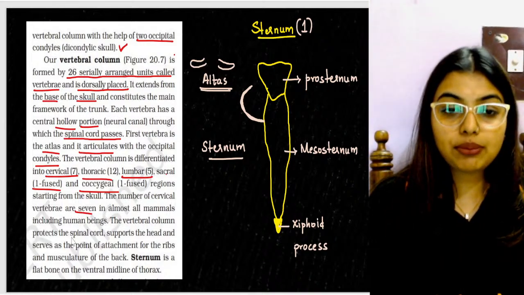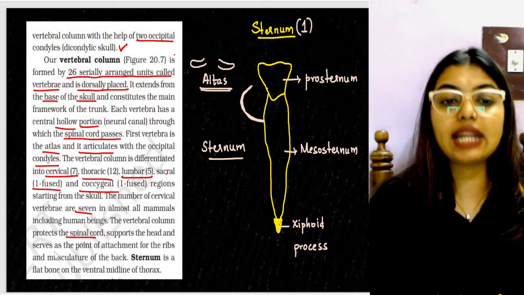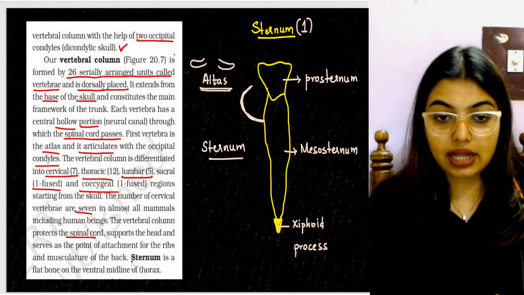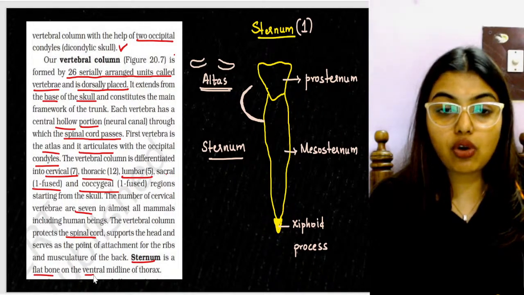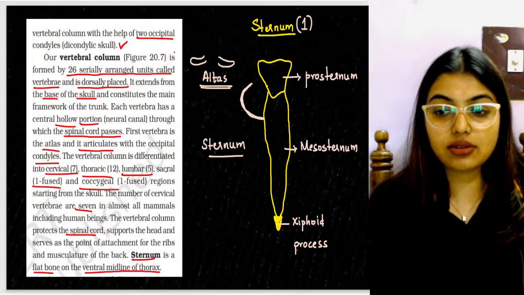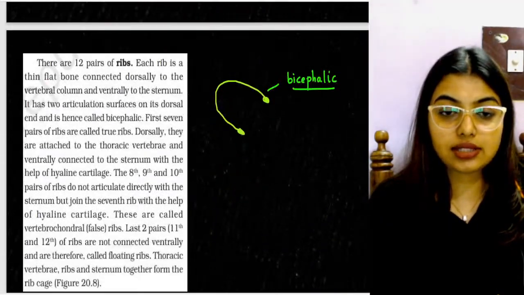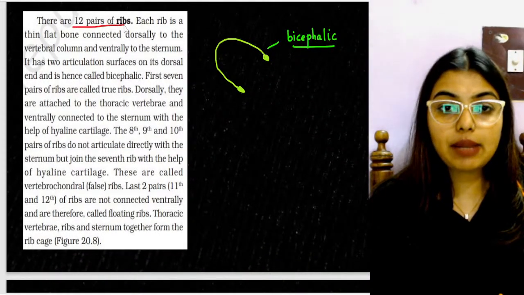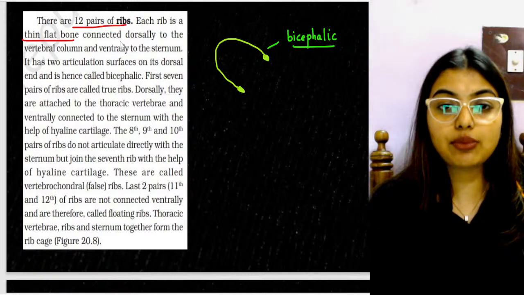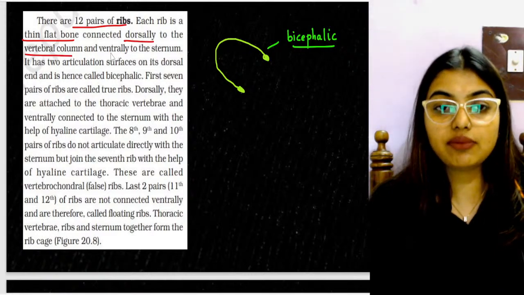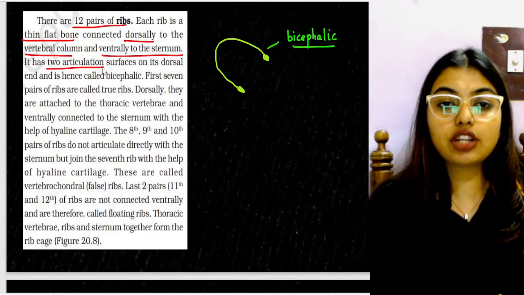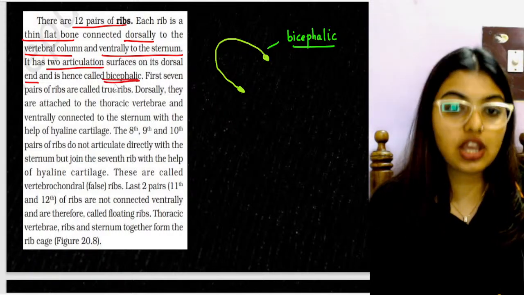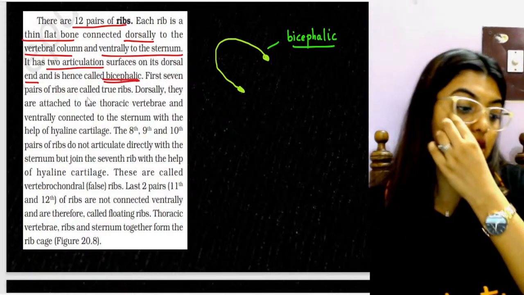The vertebral column protects the spinal cord, supports the head, and serves as a point of attachment for ribs and musculature of the back. Sternum is a flat bone on the ventral midline of the thorax. Here, students, about ribs, the same thing is written. See, there are 12 pairs of ribs. Each rib is a thin flat bone connected dorsally to the vertebral column, ventrally to the sternum. It has two articulation surfaces on its dorsal end, and hence it is called bicephalic.